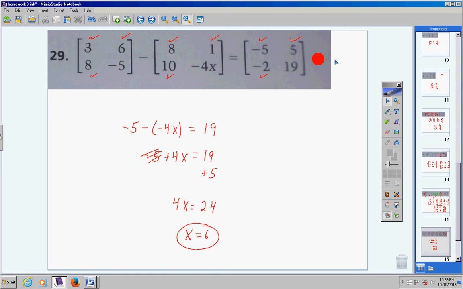Now that is the correct answer, but you could check it if you wanted to. Put a 6 right here for x. What's negative 4 times 6? Negative 24. So let's see if this works. Negative 5 minus a negative 24 equals 19. Well, sure, that works. Negative is positive, and negative 5 and positive 24 is 19. So you can definitely check your answers on these, okay? So the answer is 6. X equals 6. Back it up and watch again if you need to, students, okay?